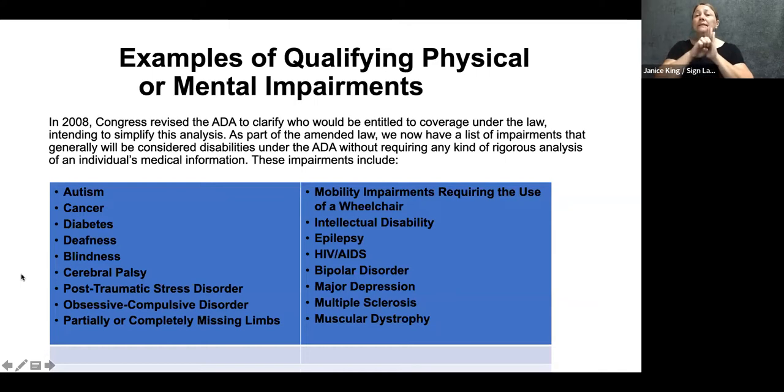Some examples of qualifying conditions are autism, cancer, diabetes, deafness, blindness, cerebral palsy, post-traumatic stress disorder, obsessive compulsive disorder, partially or completely missing limbs, mobility impairments requiring the use of a wheelchair, intellectual disability, epilepsy, HIV, bipolar disorder, major depression, multiple sclerosis, muscular dystrophy. So it's a pretty broad range of disabilities that are covered. And other disabilities, again, would be covered as long as they substantially limit a person's abilities to function. Next.